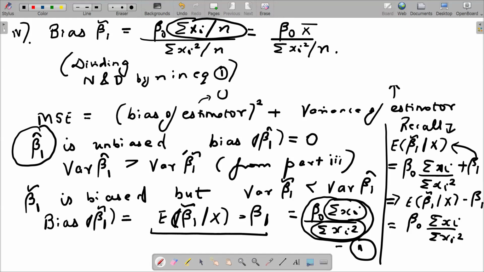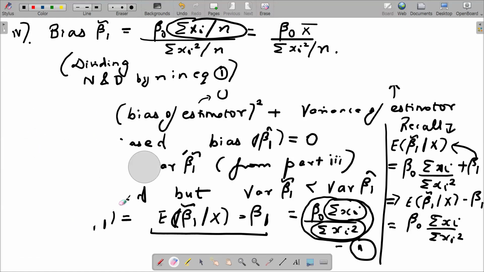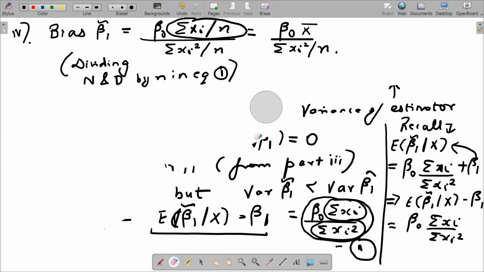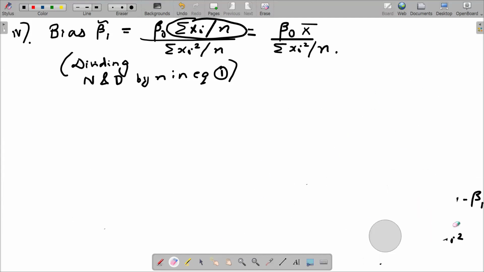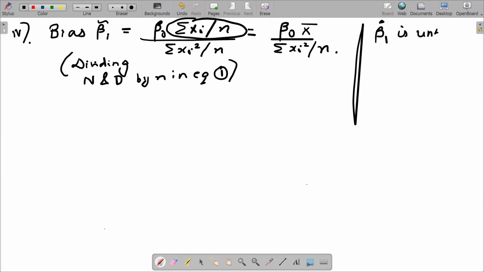Now let's look at the bias of beta 1 tilde. Suppose I keep beta naught and summation xi square by n constant. So first of all, did students understand that beta 1 hat is unbiased but has a larger variance? I can write it here just for clarity that beta 1 hat is unbiased but has a relatively larger variance.